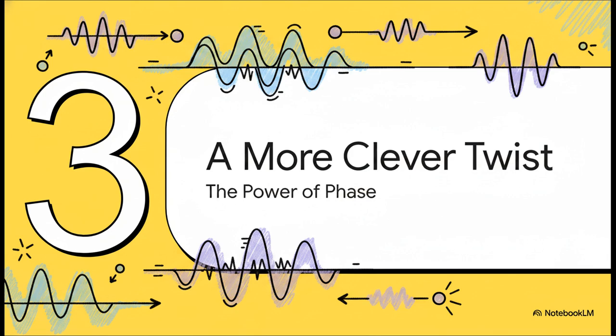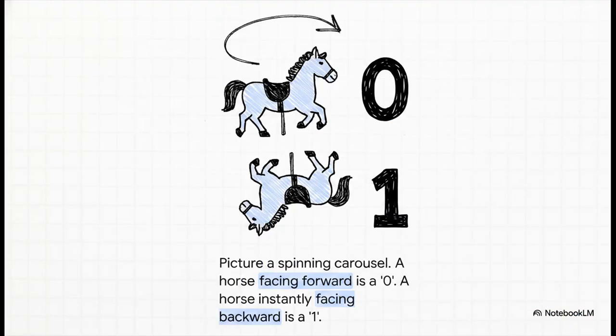Let's dive into the power of phase. To wrap your head around phase, picture a carousel. It's spinning at a totally constant speed. Let's say that at any given moment, if a horse is facing forward, we'll call that a 0. But if we could instantly flip that horse so it's facing backward, we'll call that a 1. See? The speed didn't change, the height didn't change, just its orientation, its starting position.